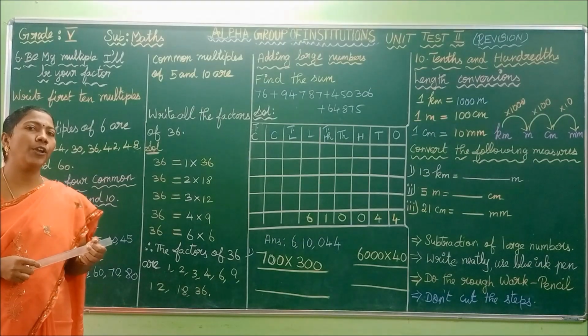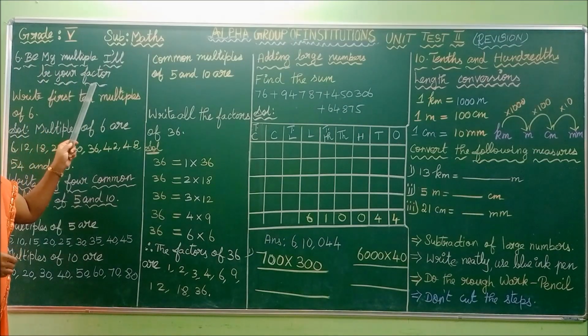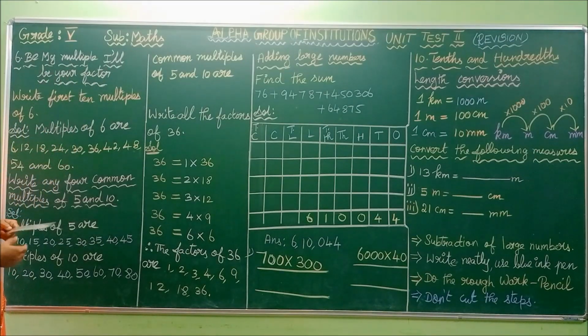Next children, we are going to revise chapter 6. Be my multiple, I will be your factor. Okay. In this chapter, what are the concepts we have discussed? Multiples, factors and common factors. Okay. These are the concepts we have discussed in this chapter, and also addition of larger numbers. Okay. First we are going to discuss multiples.